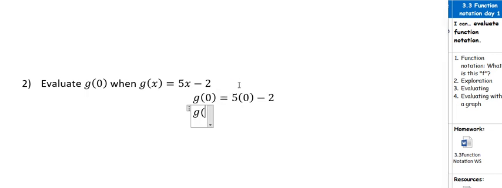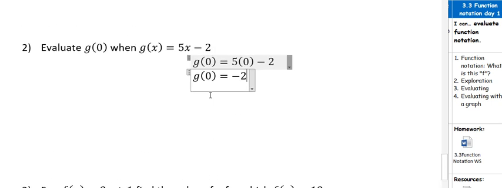So g of 0, remember we leave that left side as it is, equals negative 2. Because 5 times 0 is 0. 0 minus 2 is negative 2. Here's another example that we have.